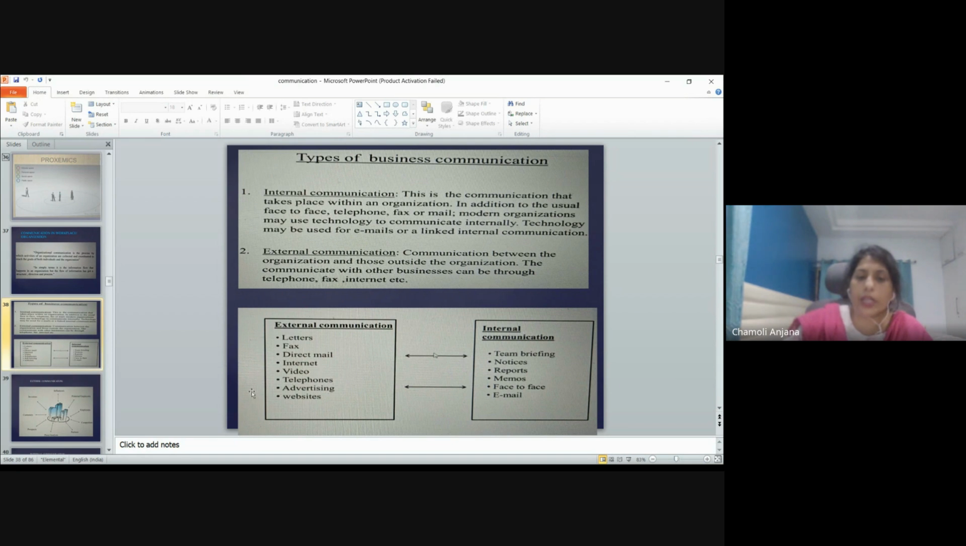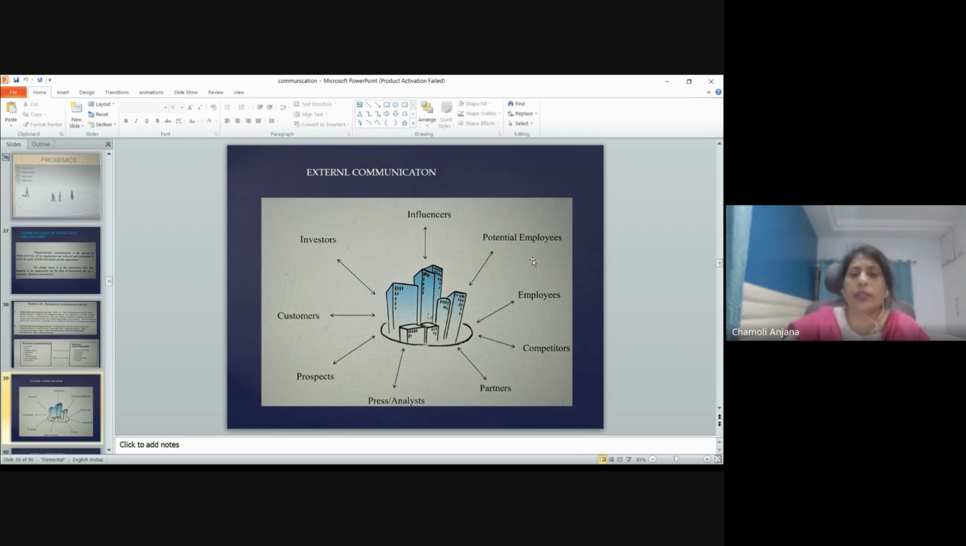And external communication can be done through letters, through fax, through direct mails, or through the internet, in the sense through websites, then through advertisement, through telephones. So these are the different means through which external communication can be done. Okay, so these are the external parties, as I was telling, with which the organization has to communicate. So even the press comes under that.